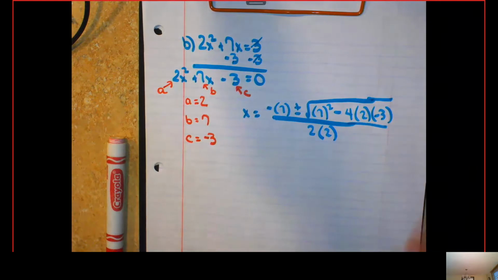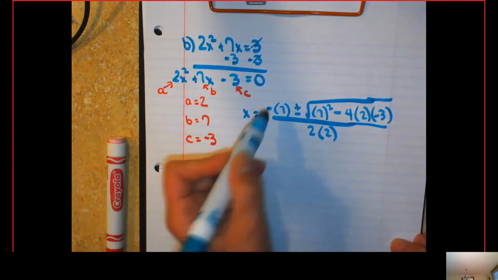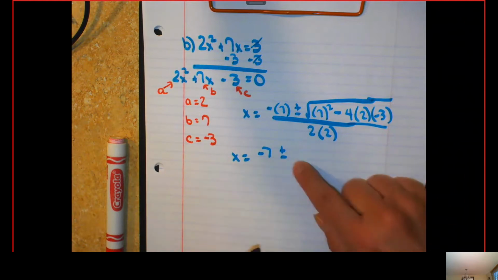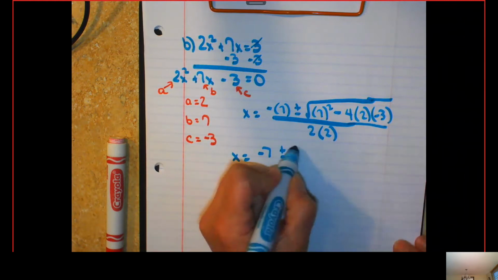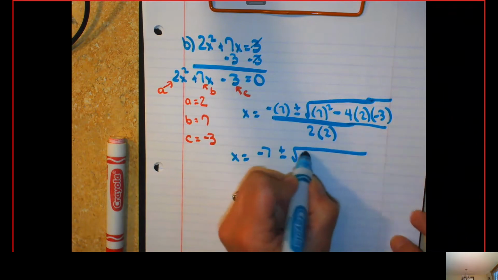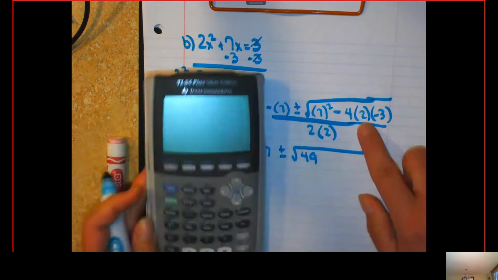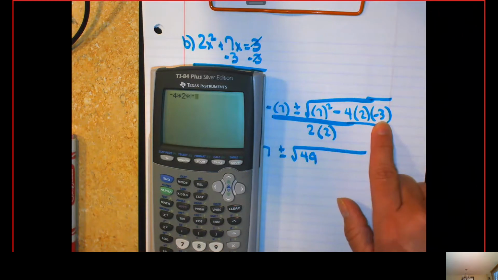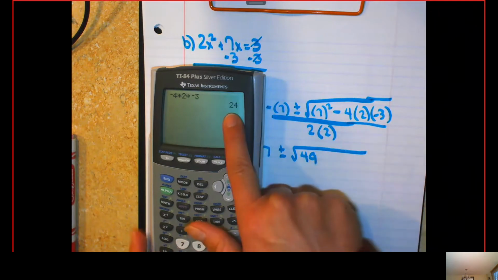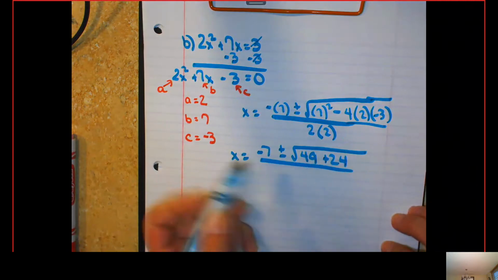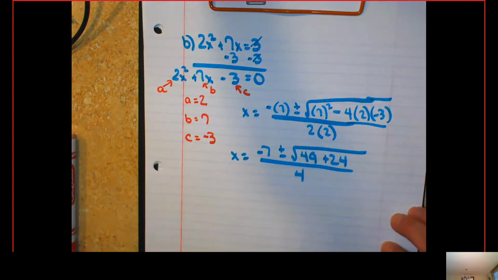Now I'm going to simplify this. So x equals, this is just negative 7. I'll put that together. Plus or minus, again, this means we have 2 answers at the end. Under the radical, 7 squared would be 7 times 7. That's 49. I'm going to do this in my calculator so I don't mess up. I have negative 4 times 2 times negative 3. Notice it becomes positive 24, so I'm going to put plus 24. All of this goes over 4. 2 times 2 is 4.